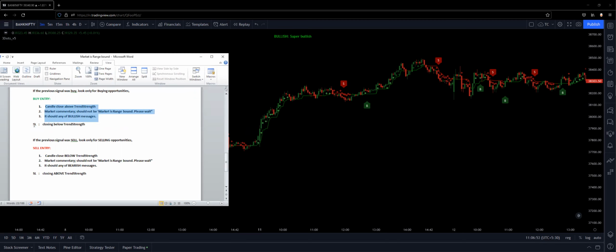So where is your SL? SL is immediate. Your SL is always your trend strength line, right? So that's how you need to take a buy entry. Same thing with respect to a sell entry.